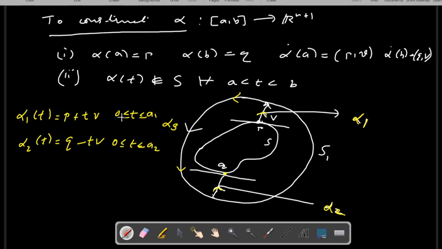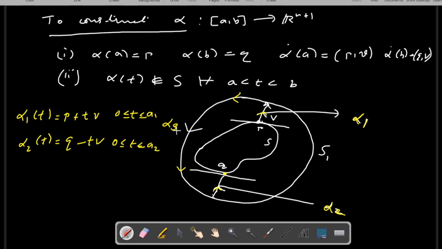So you just check, when t equals 0, what will happen? Alpha 1 of 0 will come as p, that is the starting point. When t equals 0, alpha 2 of 0 will come as q. Okay, so this is the path I have defined, alpha 1 and alpha 2.